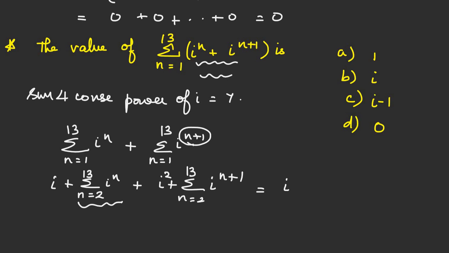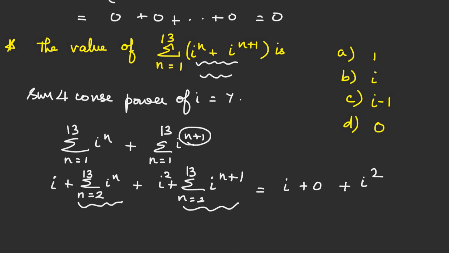2 to 13. This is actually the summation of all the numbers i squared plus i cubed plus i power 4, and it goes on up to i power 12. This is i squared plus i cubed plus, and so on, plus i power 13. So the total number of terms is 12 terms. So the sum of consecutive powers of i is 0, plus i squared.